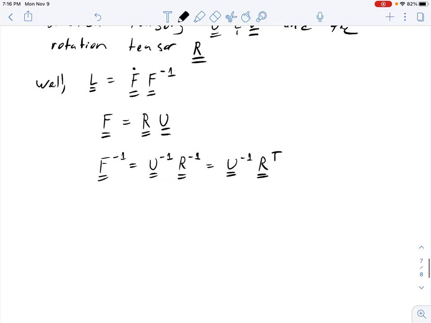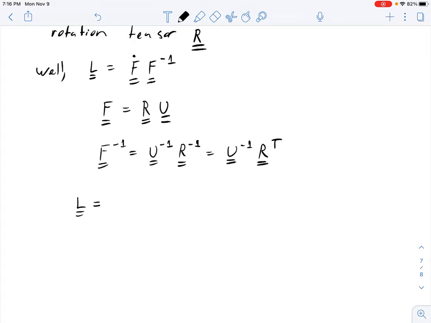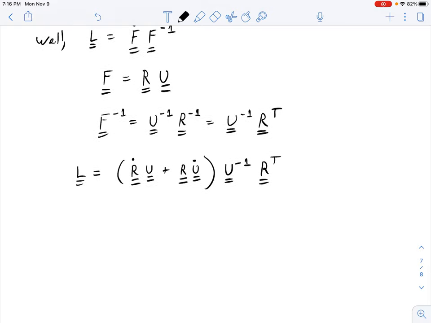So we can substitute that into L and use the product rule on F equals RU. L is equal to R dot U plus R U dot, times U inverse R transpose. We can multiply that out. That is equal to R dot, well, U inverse, that goes away. That just becomes the identity. So it's R dot R transpose.